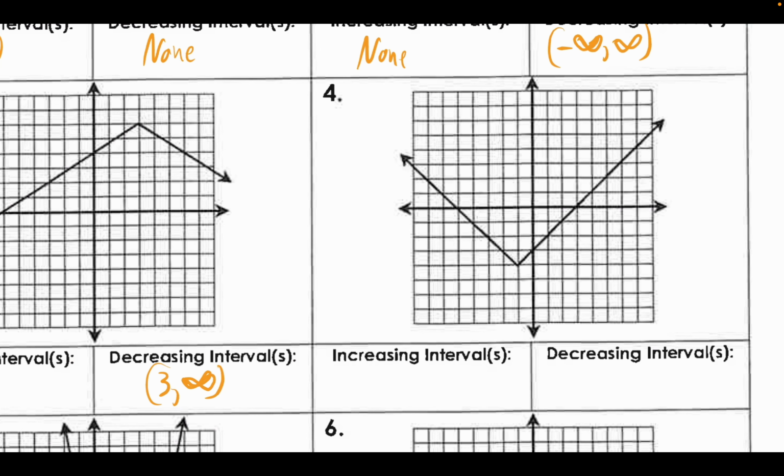Number 4 here, from left to right, it starts out with decreasing first. And so it decreases from negative infinity until our vertex of negative 1. And it increases from the vertex of negative 1 on to infinity. So from here it goes up for the y values.